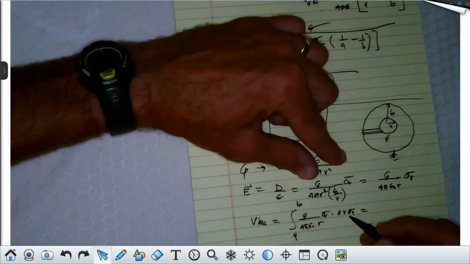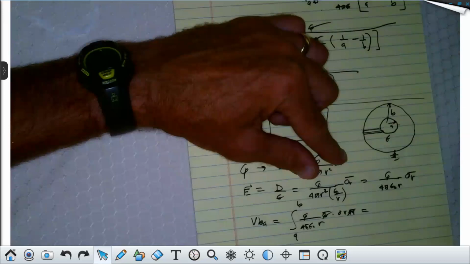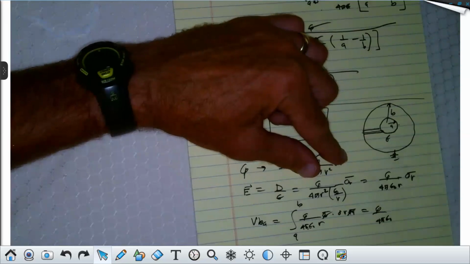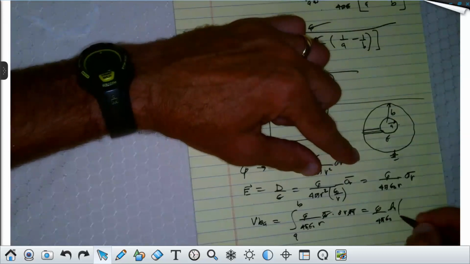Well, a_R dot a_R is 1. Then I get Q over 4 pi epsilon naught. And what's the integral of 1 over R? Anyone? Natural log. Natural log. And now you evaluate between B and A.